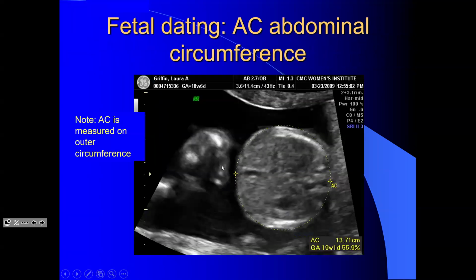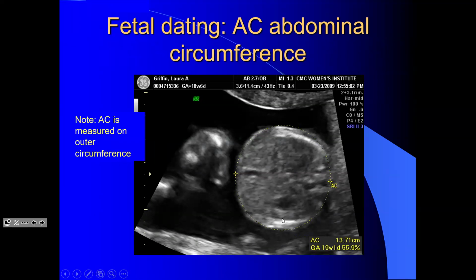So this is the abdominal circumference. This is where the umbilical vein and artery enter the abdomen. So we try to make the abdomen round like this, and we take the measurement where the umbilical vessels enter the abdomen. So this is the circumference, or the circle that we draw around the abdomen. And again, the abdominal circumference in this case is 13. So the age calculation is 19 weeks and 1 day.